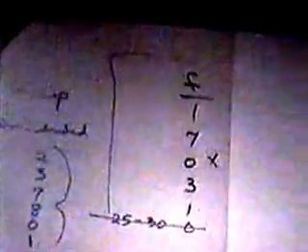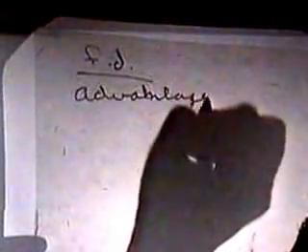When we go to make a frequency distribution, there are advantages and disadvantages to a frequency distribution. The advantages are that it's easy to read. It's easier to read than a whole list of numbers.